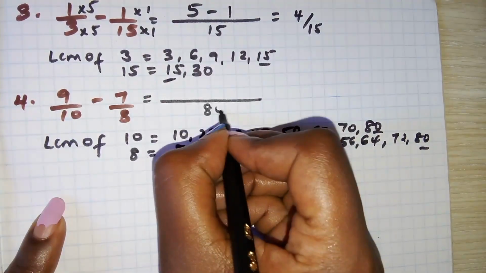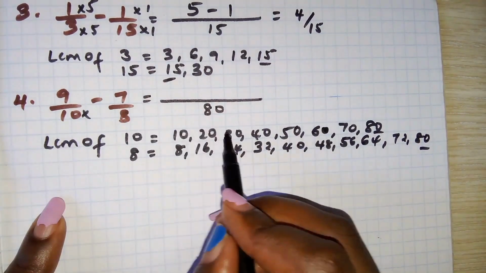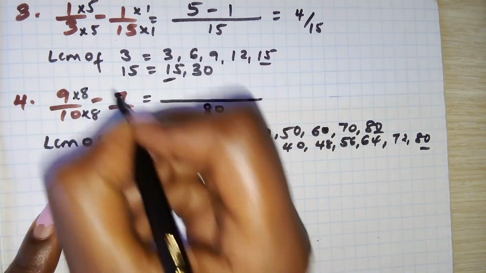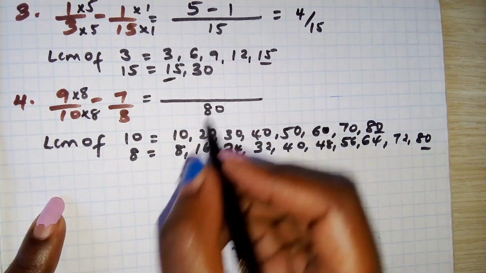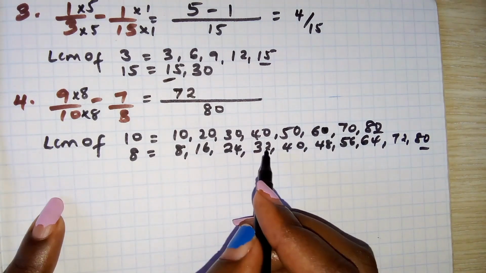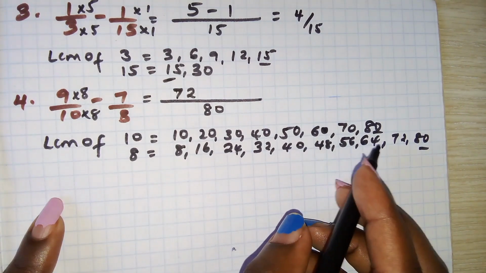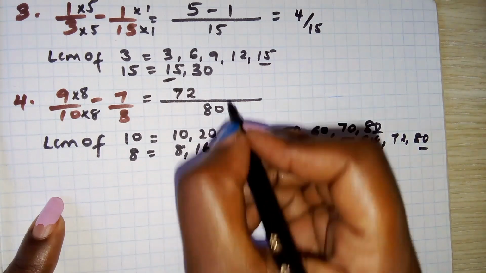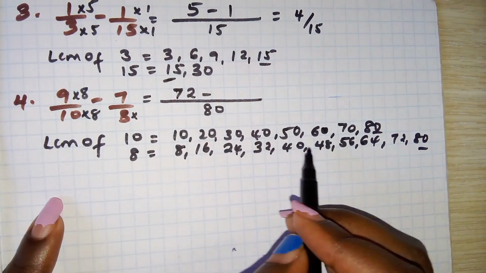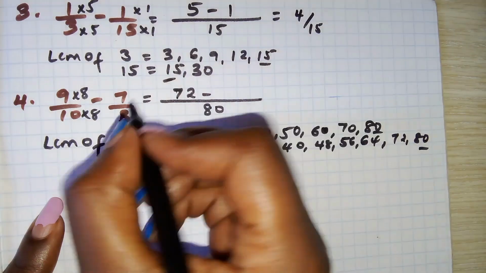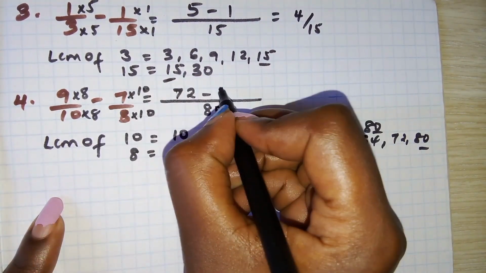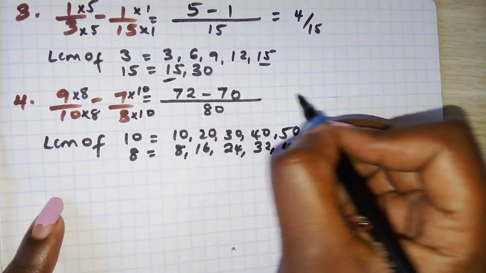So all over 80. 10 times 1, 2, 3, 4, 5, 6, 7, 8. So times 8, times 8. 9 times 8 is 72. Because 1, 2, 3, 4, 5, 6, 7, 8, 9. So 72 minus 8 times 1, 2, 3, 4, 5, 6, 7, 8, 9, 10. So times 10, times 10. 7 times 10, you just write the number 7 and you add the 0.